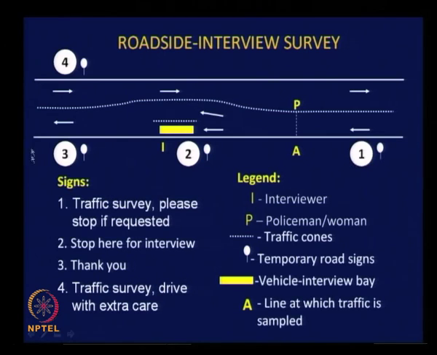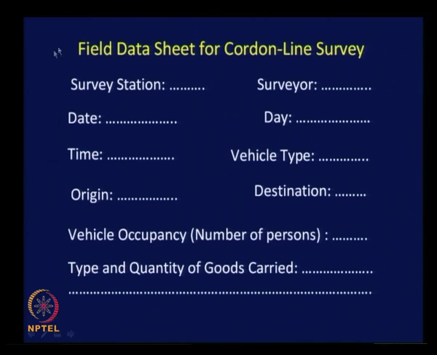And this is a very detailed exercise, and a systematic approach has to be there to conduct the whole survey. And what kind of information is collected in this survey? This is the survey data form: survey station, surveyor, date, day, time at which you are surveying, vehicle type, origin, destination, vehicle occupancy, number of persons, and type and quantity of goods carried. I have put both passenger information as well as goods information.